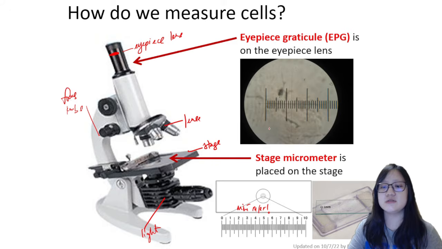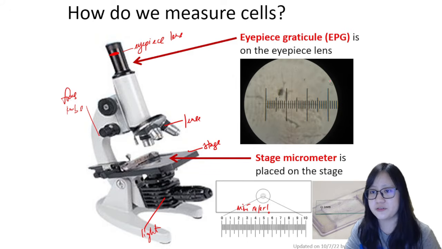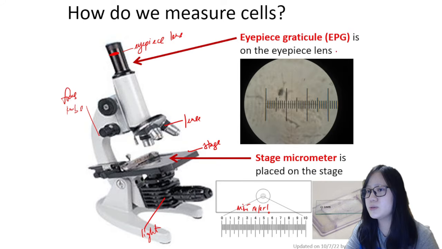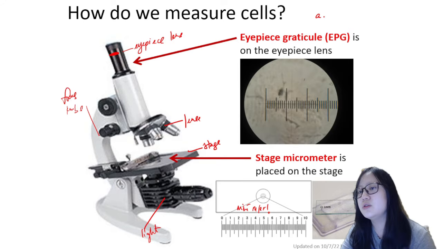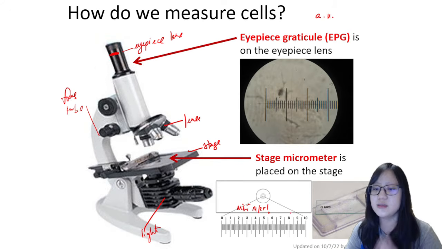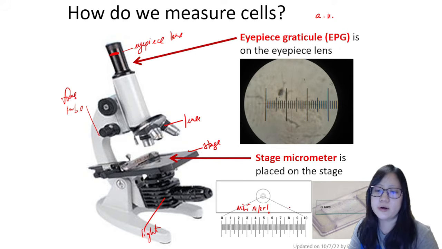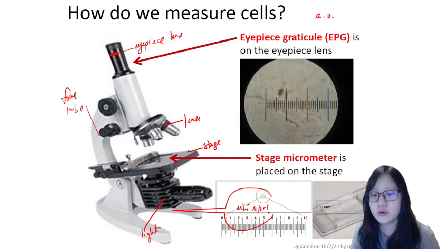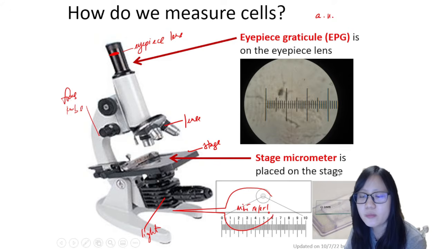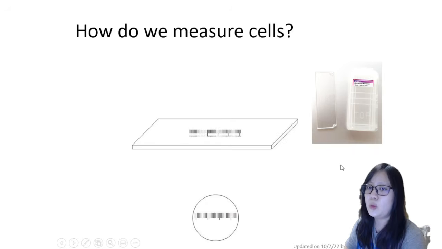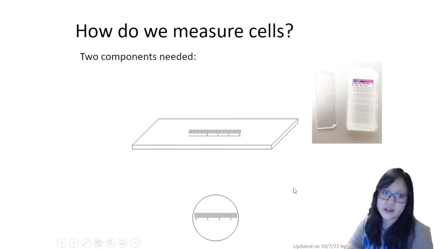The eyepiece reticule, these divisions are all relative. They are all arbitrary. And that's why we don't give it a unit. It's just arbitrary units. It's just relative. This here is usually in millimeter or micrometer. The mini ruler, after all. Now, what do we do with it?